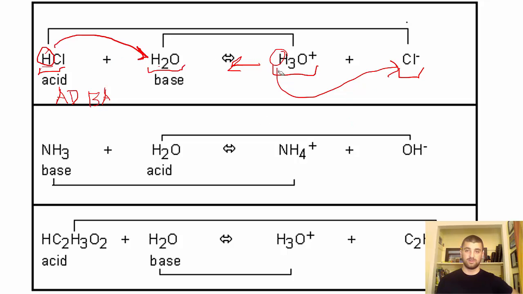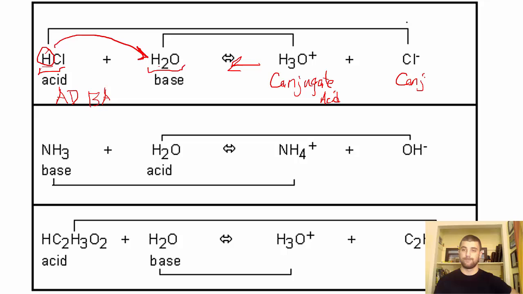So we have special words for these. H2O would be the base, and the H3O plus would be the conjugate acid, and Cl minus would be the conjugate base. So you can see that they're paired up. The acid is HCl and its conjugate base is the Cl minus. It's the thing without the proton. H2O is the base, and the conjugate acid is the thing with the proton.